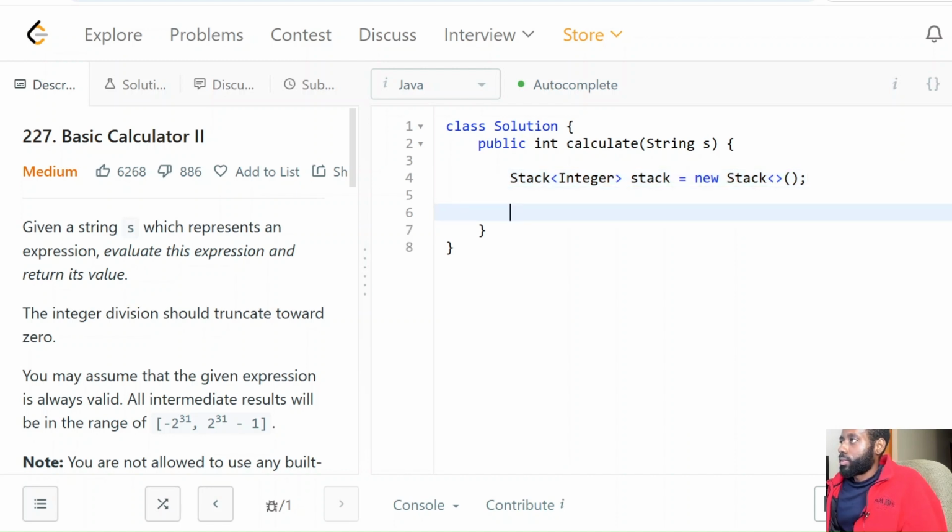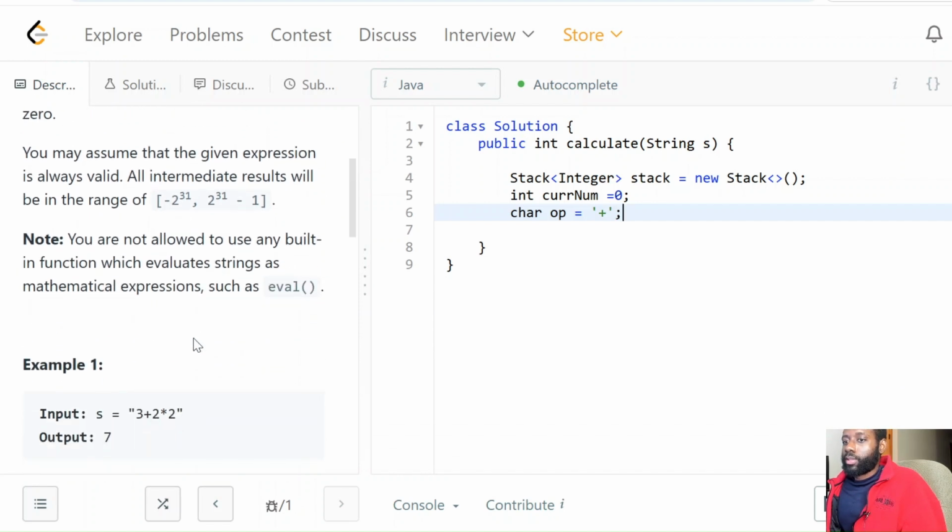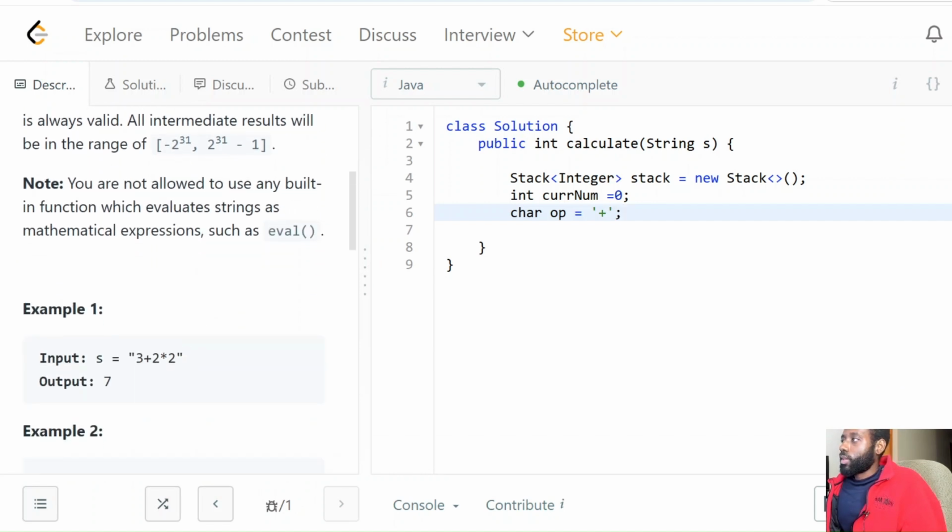Once we have that, we're also going to need to keep track of a couple of things: the current number that we are building, and the operation that we're considering. This will help us know what to do once we encounter a division or subtraction. It's going to allow us to make decisions, so that's why we need to keep track of it.